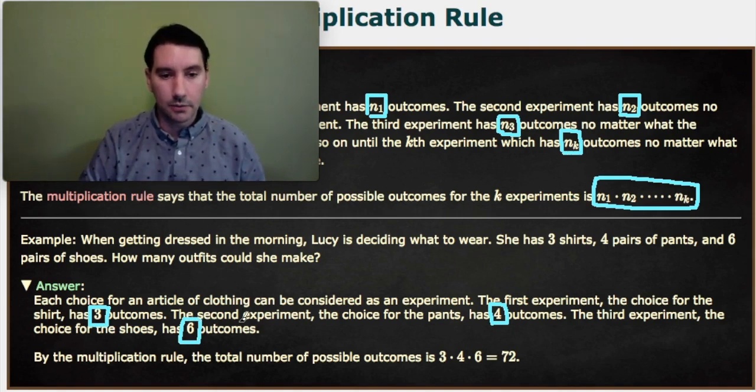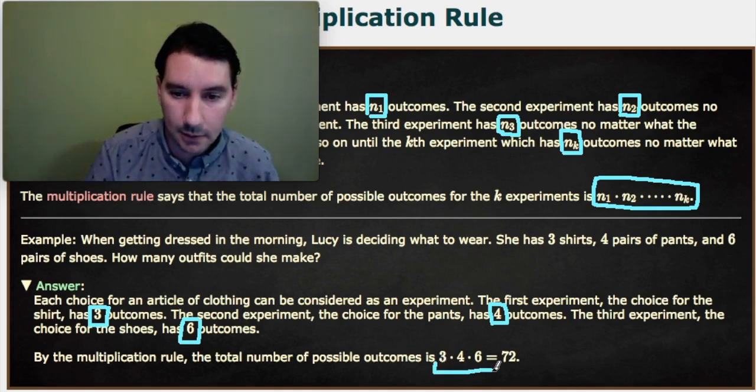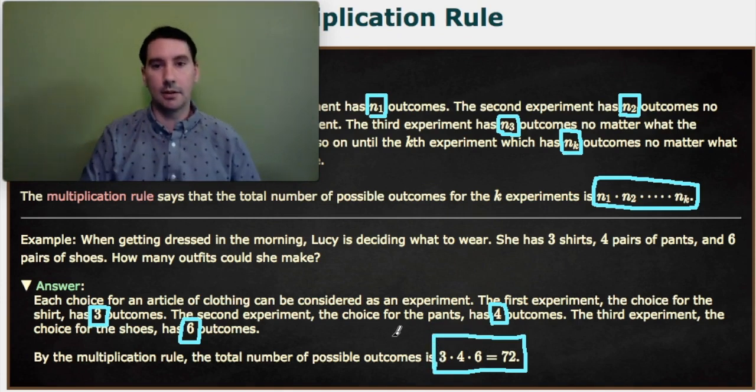By the multiplication rule, the number of possible outfits that she can make is 3 times 4 times 6, which equals 72. So there are 72 possible outfits that she could wear for the day.